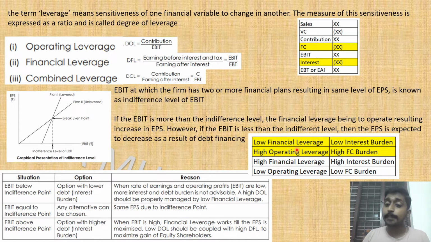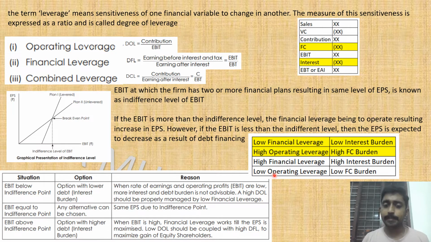Low financial leverage should be coupled with high operating leverage. With high operating leverage, the company already has a high fixed cost burden, so its EBIT will be lower, and the company should not have too much interest burden. So when high operating leverage is there, you have to couple it with low financial leverage. Likewise, when high financial leverage is there, you can couple it with low operating leverage. This way, we can find the right financial plan to finance our investments for the growth of our company.